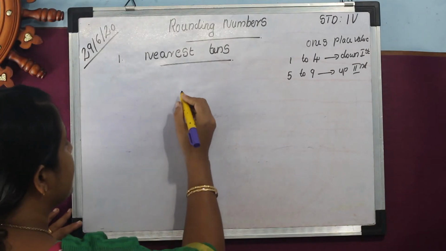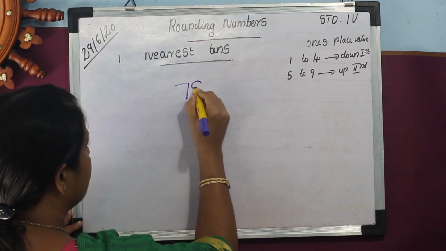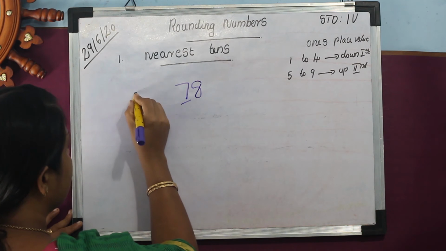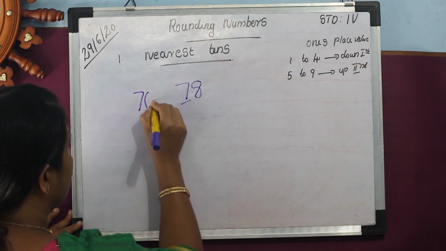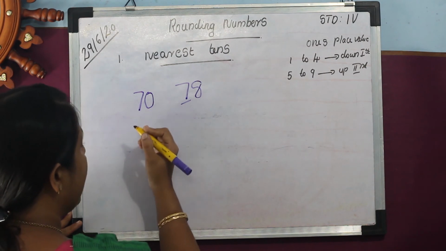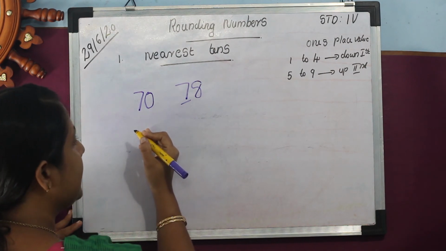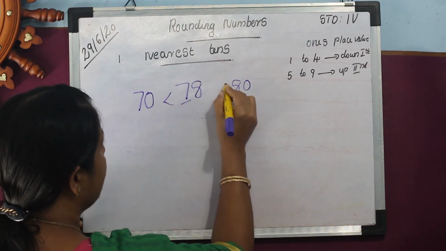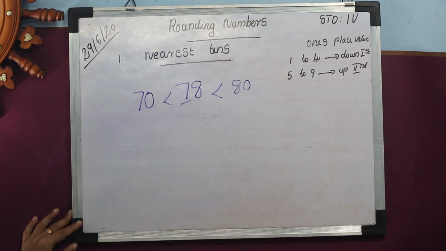Second example, consider the number 78. Then here the tens place value is 7. So we write 7 here and put 0, because in the case of nearest 10, here 70. Then adding 10 to this number, we get 80. So we write here 80. Therefore 78 lies between the numbers 70 and 80.